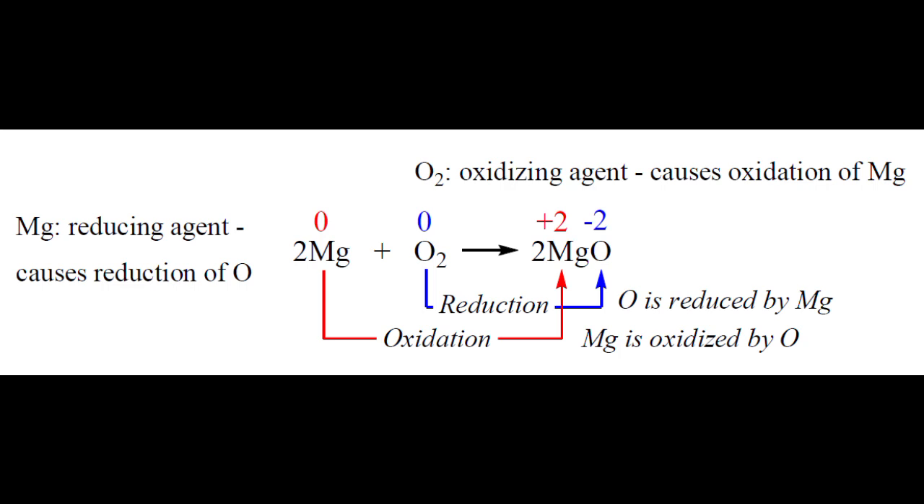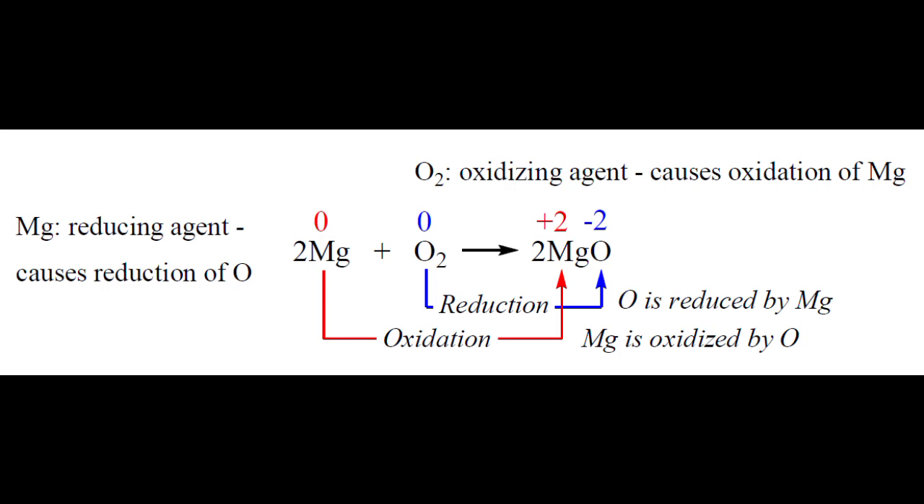Example: in the reaction between magnesium and oxygen mentioned earlier, oxygen is reduced. Initially, oxygen in O2 has an oxidation state of 0. In MgO, its oxidation state decreases to -2. Oxygen atoms gain 2 electrons each, leading to reduction.